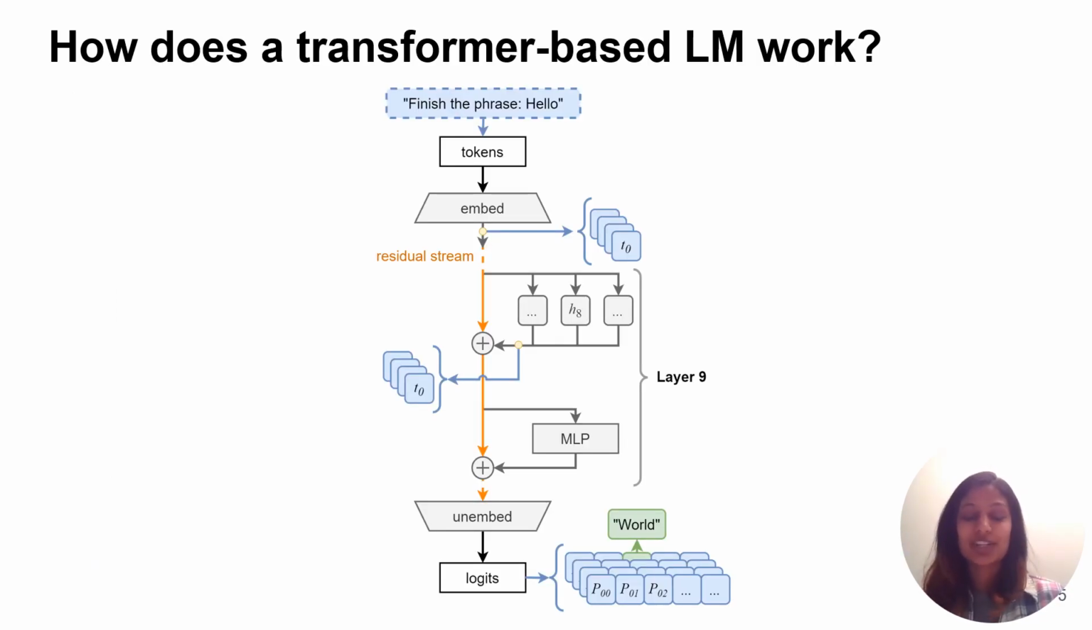Because we're really interested in understanding why transformers behave differently on different types of prompts, it's really important for us to first understand how does inference work in a transformer-based language model. We're going to quickly walk through it via example on this slide. The first step is for a user to propose a prompt. I, the user, have proposed the prompt, finish the phrase, hello.